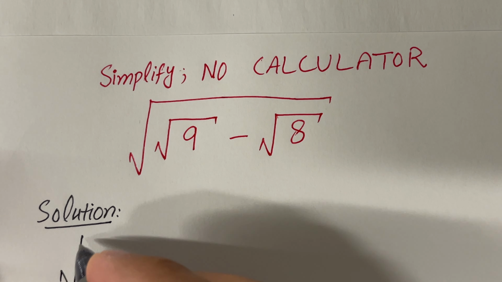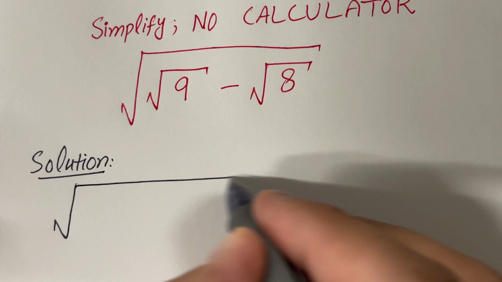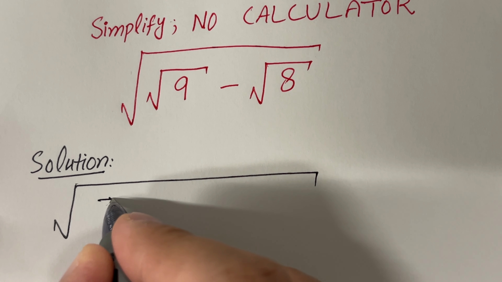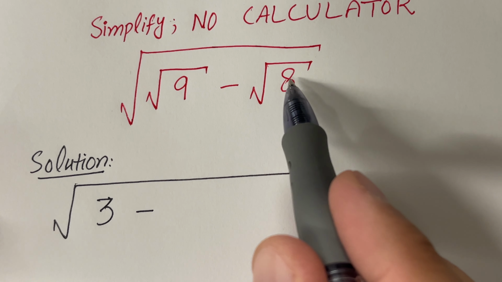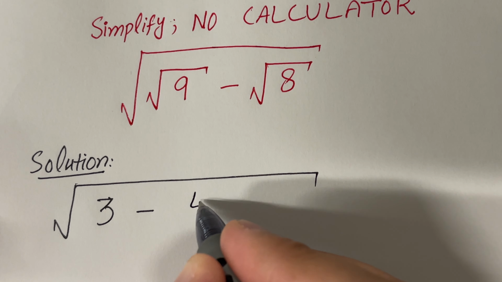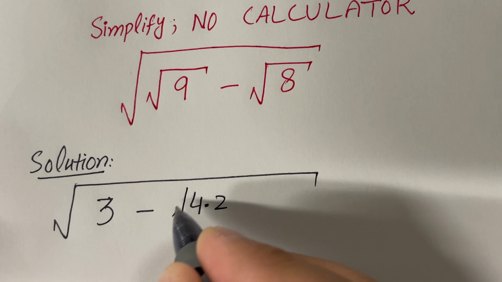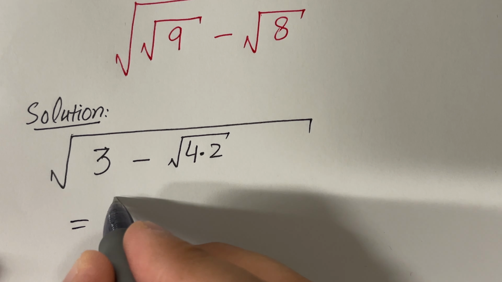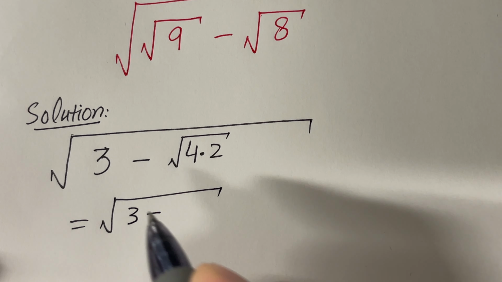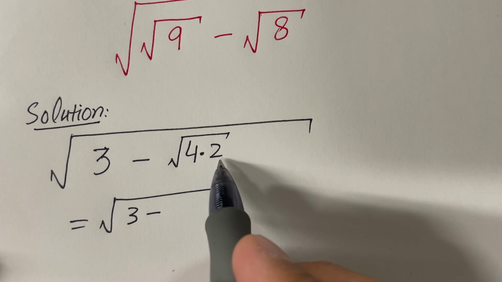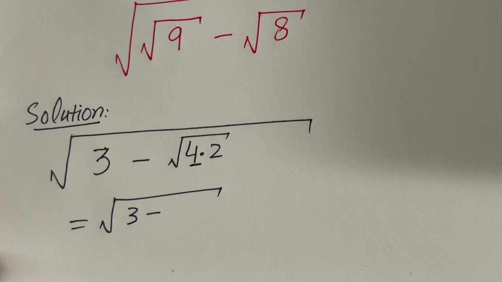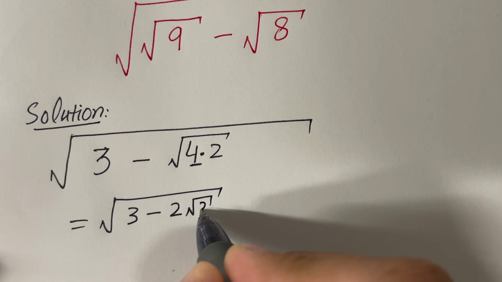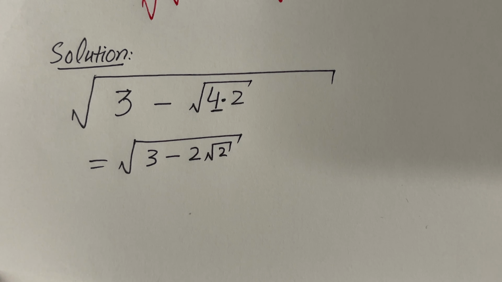So we have a radical here, square root of, if you look at here, we have square root of 9, which is equal to 3, and minus we have square root of 8, and square root of 8 can be written as square root of 4 times 2. Fine. Now we have square root of 3 minus, if you look at here, we have square root of 4 times 2, but we know that square root of 4 is 2, so we can pull out 2, and then we have square root of 2, right?